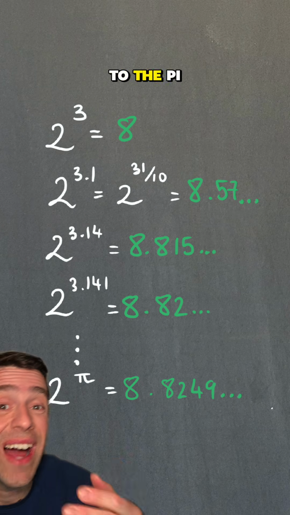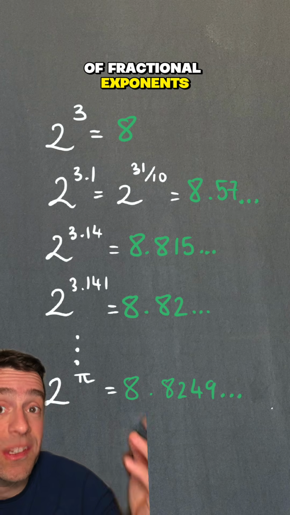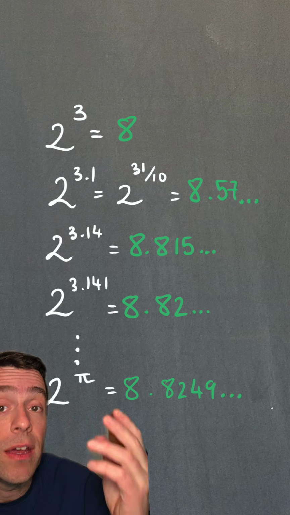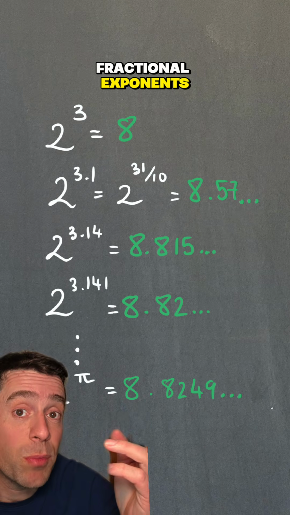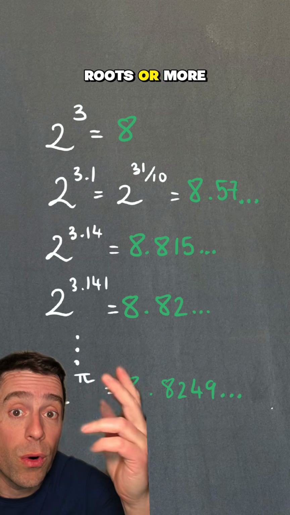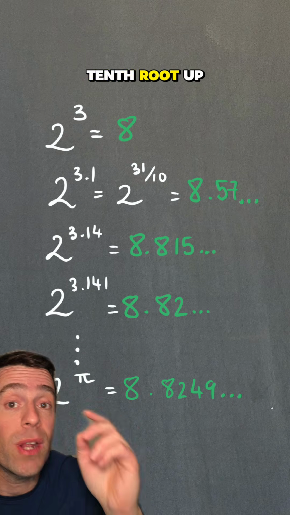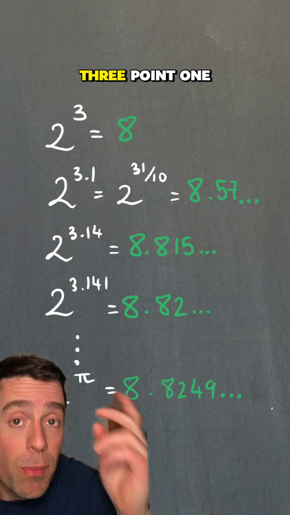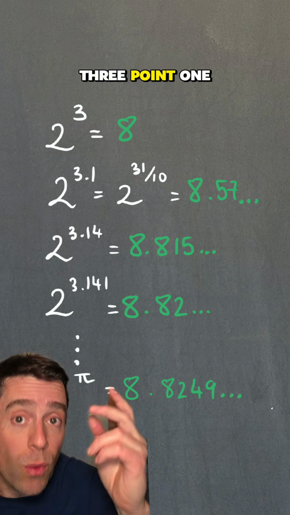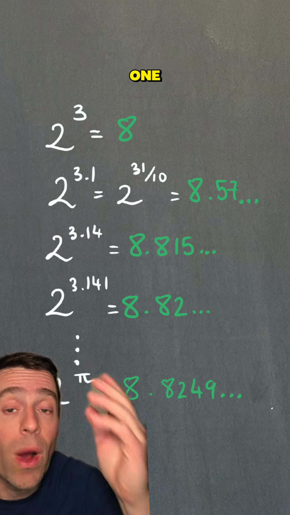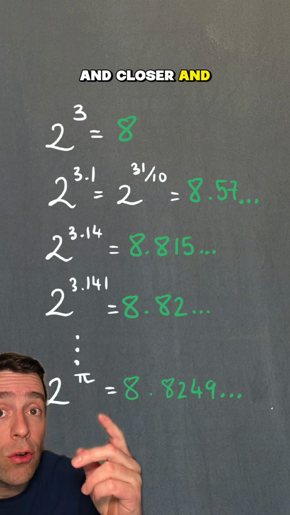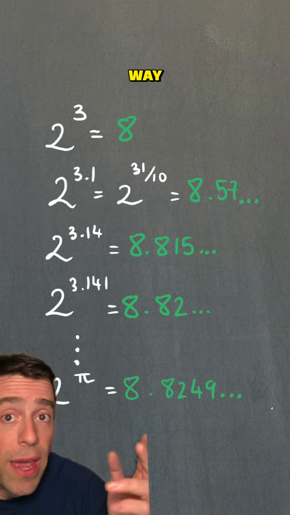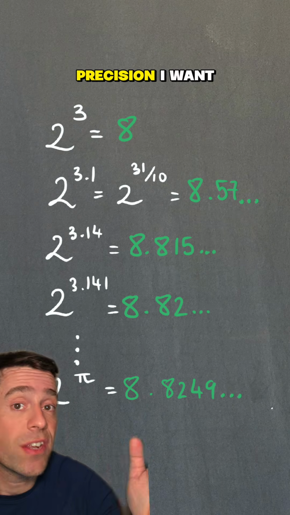We define 2 to the pi as a limit of fractional exponents of other numbers that we know are getting closer and closer to 2 to the pi. We know how to compute fractional exponents because those are like square roots or more complicated roots, like a 10th root. So I can compute 2 to the 3, that's 8. I can compute 2 to the 3.1, 2 to the 3.14, 2 to the 3.141, and those numbers are getting closer and closer to what the value of 2 to the pi should be. In this way, I can compute 2 to the pi to any precision I want.